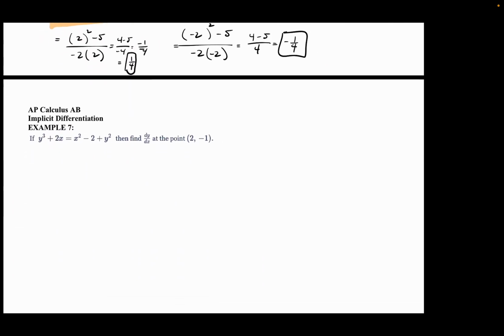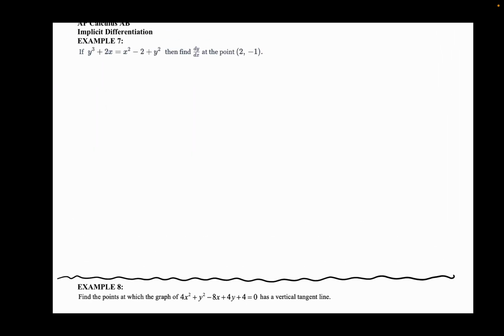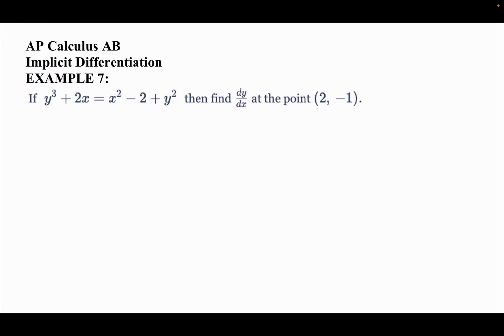All right, let's try the next one. The next one's very similar. The only difference is they actually give you the points. They don't say, here's x, what's y? They give you the point. I have x, I have y, and I don't need an equation. It doesn't say anywhere about an equation there. It just says, what's the derivative at that point? What's the derivative at 2, negative 1?